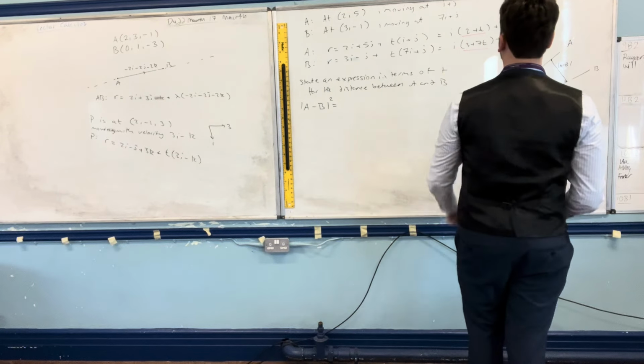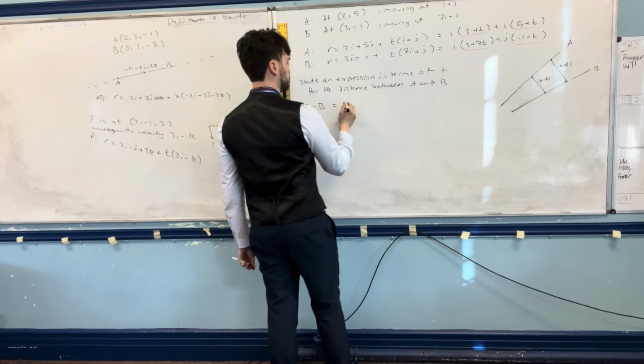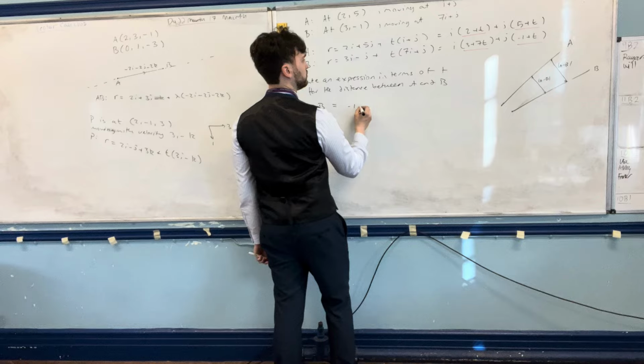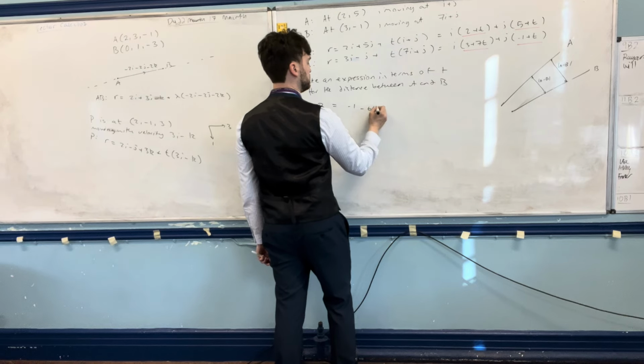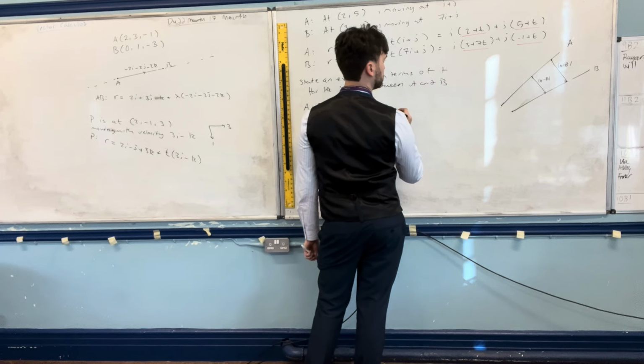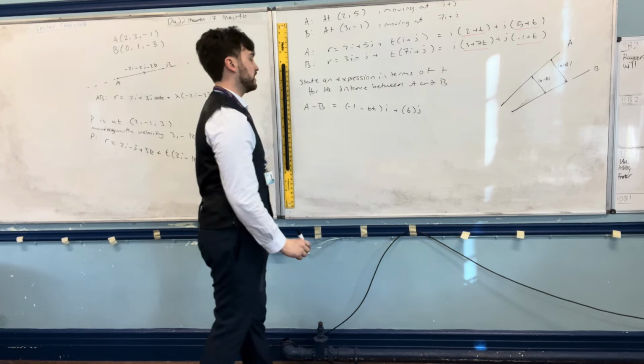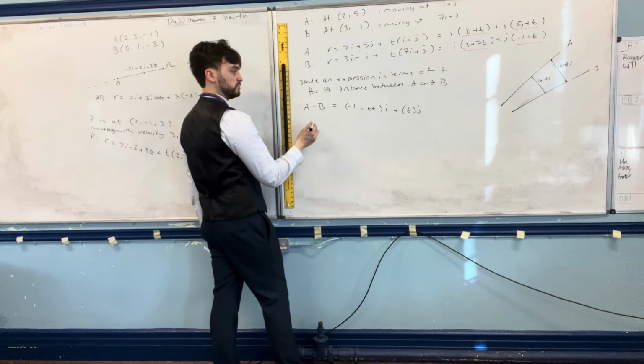So t take away 3 is minus 1. So let's start with A minus B. So this is minus 1 minus 6t, and that's i. And then plus 6j, that's it. Okay, and that's our vector for the distance between them.